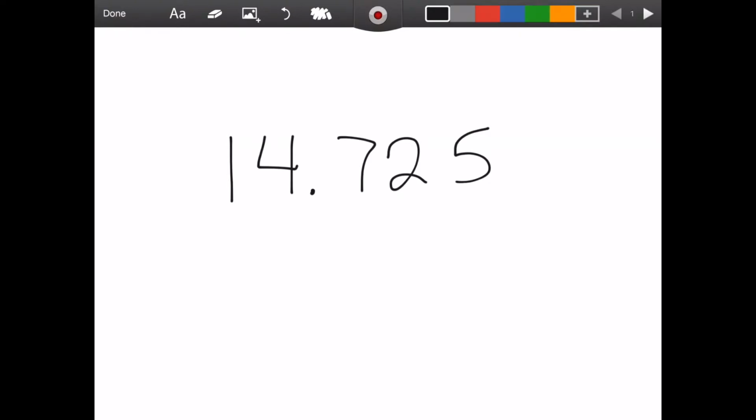All right, guys, so today we're going to be talking about how to multiply decimal numbers. Before we start, I want to review a little bit the place value when we're talking about decimals.